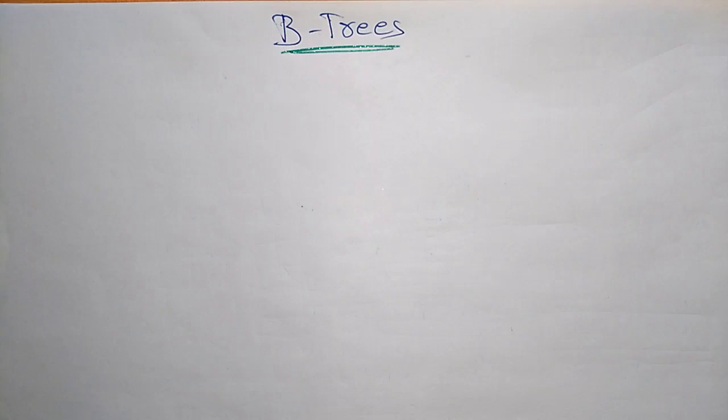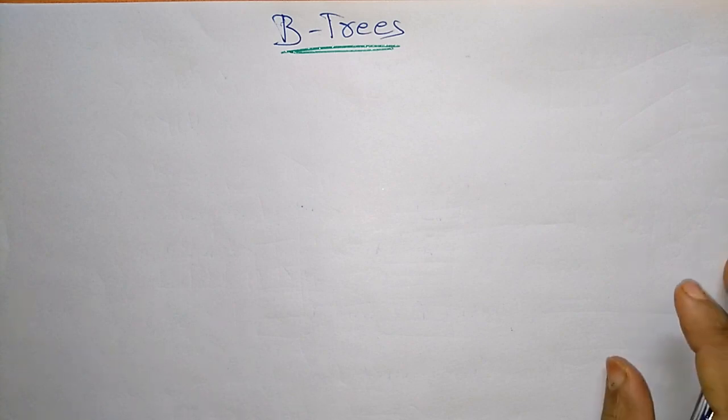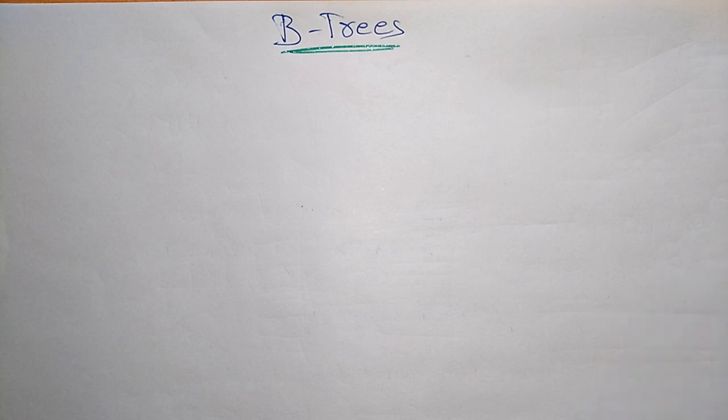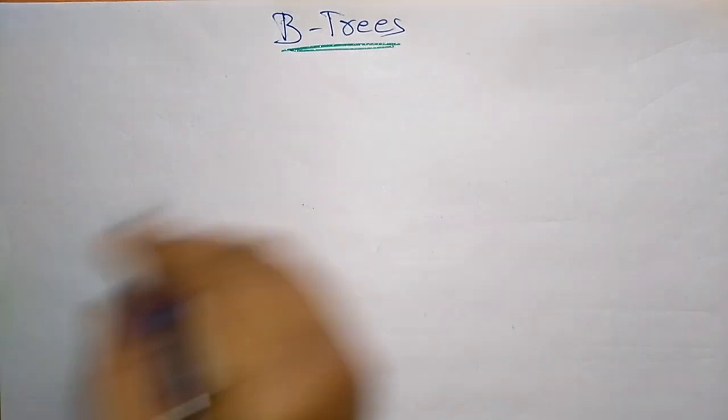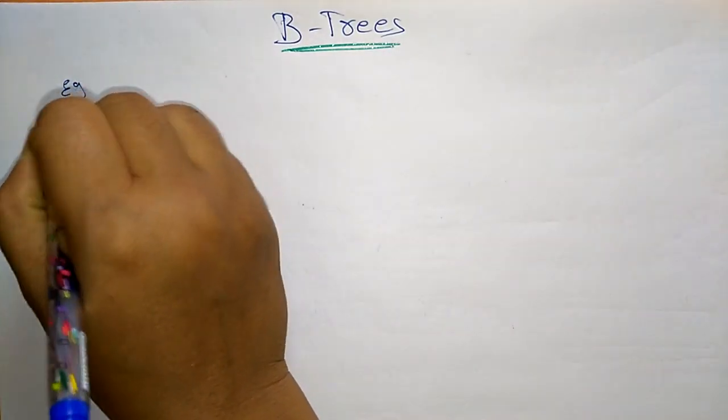Hi students, welcome back. In the previous video we discussed the introduction part of B trees. Now let us take one example. If you see the example, then you can understand what B trees mean. And here we also discuss the structure of a B tree, how the B tree will look. Okay, and we'll take some examples also. So let us take one example for a B tree.